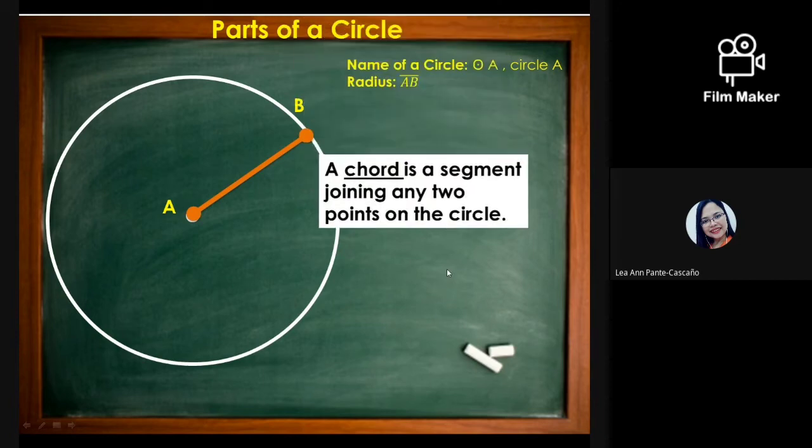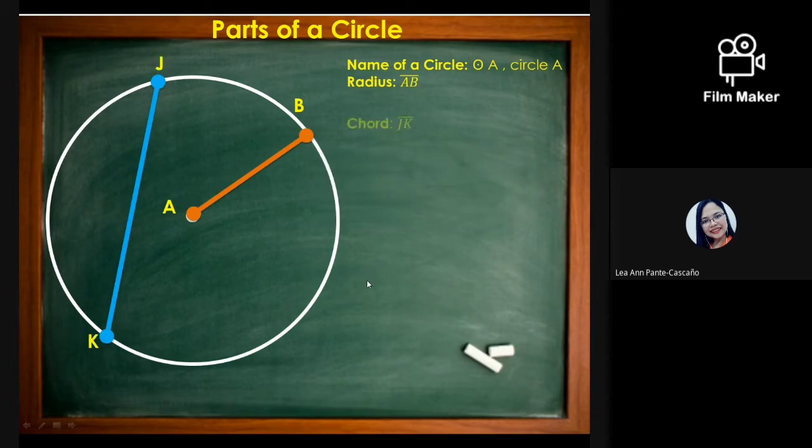Now let's have a chord. A chord is a segment joining any 2 points on a circle. So if we have these 2 given points, that will be now a chord. This chord is JK. So the name of our chord now is segment JK.